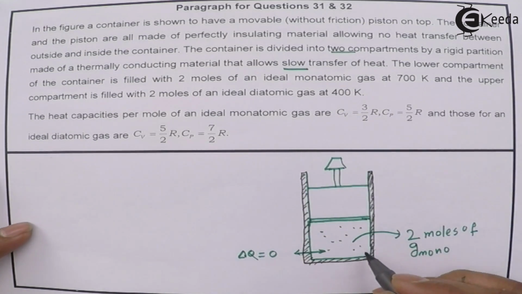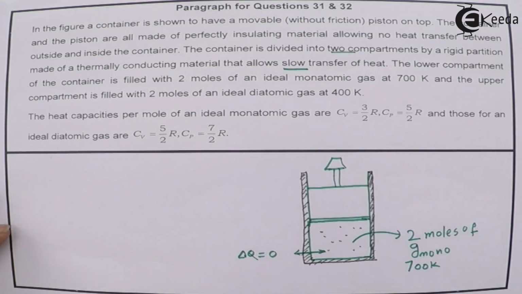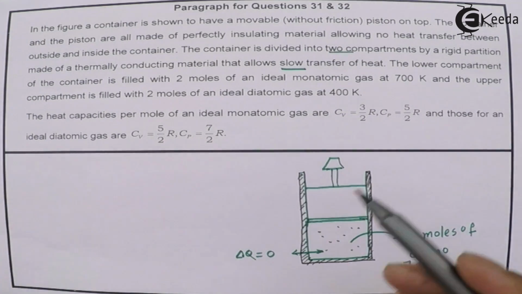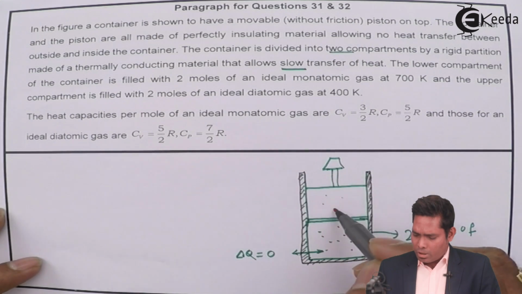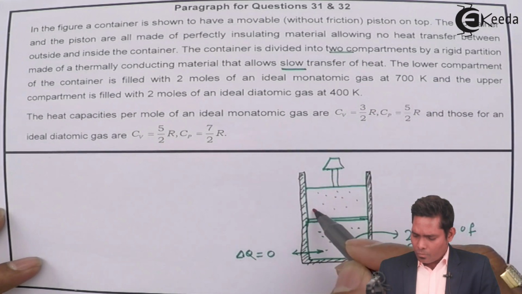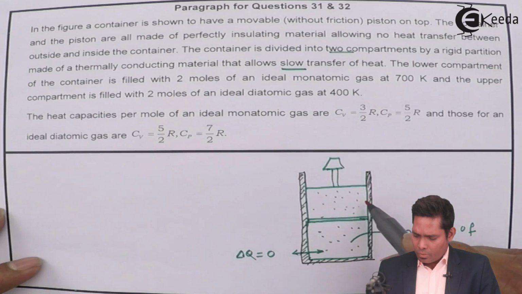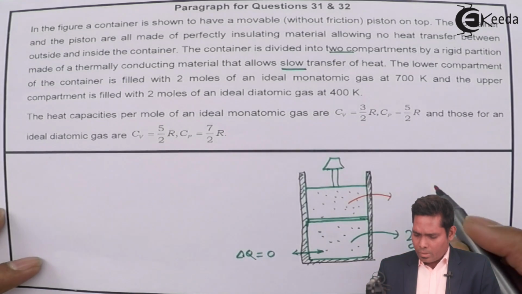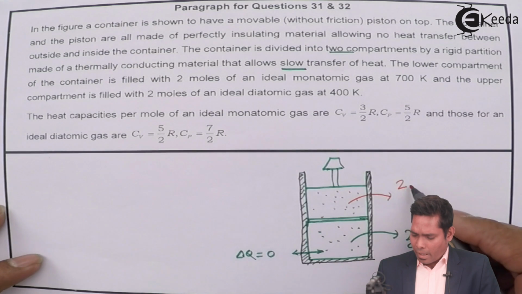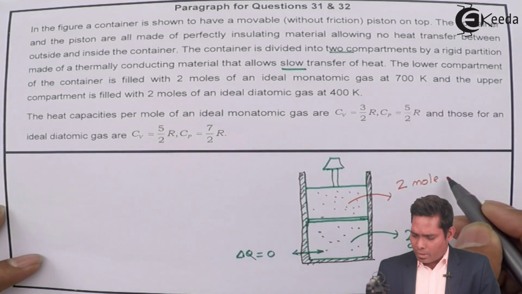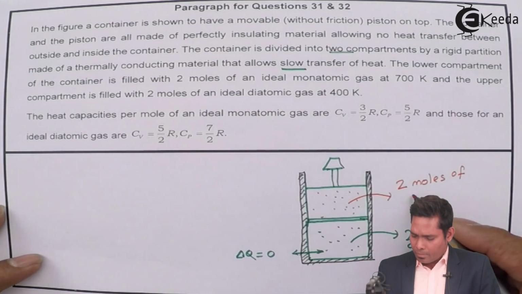And the upper compartment is filled with another gas, and that is 2 moles, again 2 moles, of ideal diatomic gas. This is diatomic now, and the temperature is 400 Kelvin.